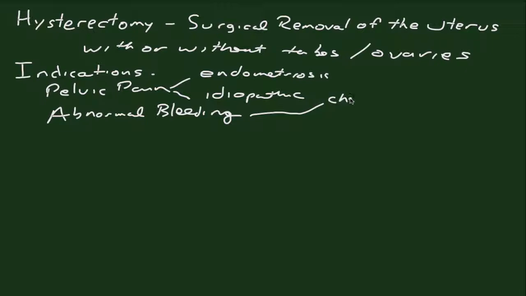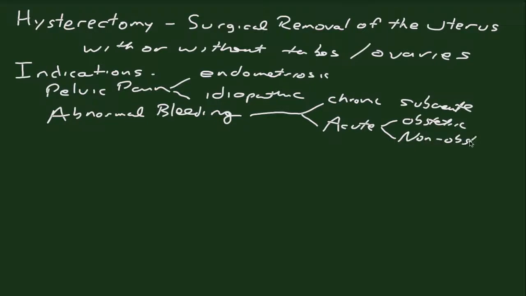It would be chronic or subacute, and this would be by far the more common. And then you could also have an acute episode of vaginal bleeding. I'll divide this into obstetric bleeding, in which case one might do a peripartum or cesarean hysterectomy, or non-obstetric. I'm not going to talk too much about the obstetric portion of this today. That's really a separate topic of itself, with some different considerations and different techniques. We're going to mostly focus on those done for gynecologic disease.